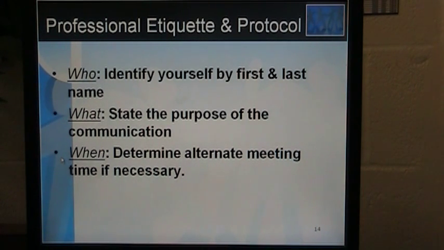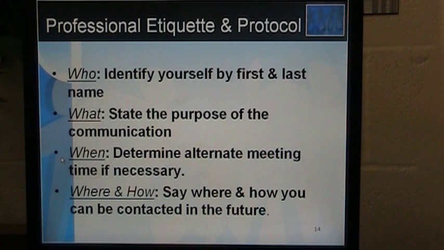Okay, when? Determine alternate meeting time if necessary. You may have to make an alternate appointment. Let's say you're called in for an interview and they want you to come at 2 p.m. Well, 2 p.m. isn't really convenient for you because you're in school. So politely say, oh, I'm sorry, I will still be in school. How's 3:30? How's 4 o'clock? Go ahead and offer an alternate meeting time so that you still have a chance of maybe getting hired.